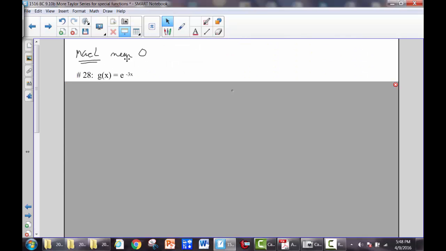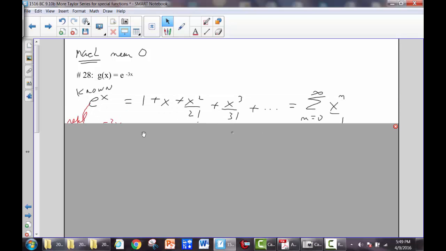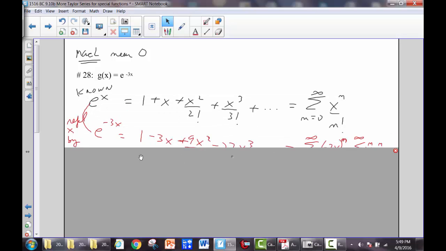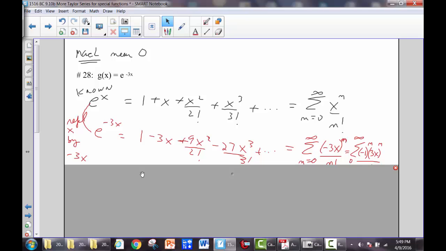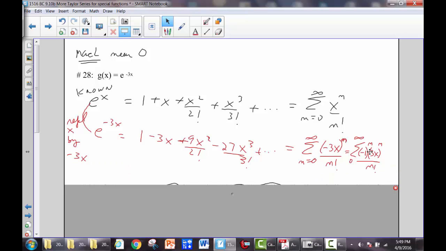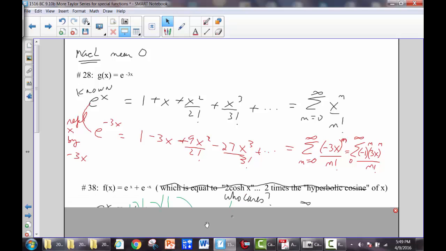Okay, so they want a Maclaurin series near 0 for e to the negative 3x, so we're going to start with our known e to the x, and we're going to replace our x by negative 3x. So we replace all the x's by negative 3x. Remember, they'll always rewrite this as negative 1 to the n, 3x to the n.